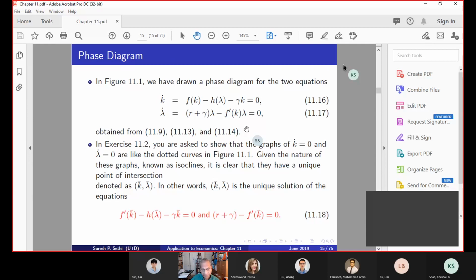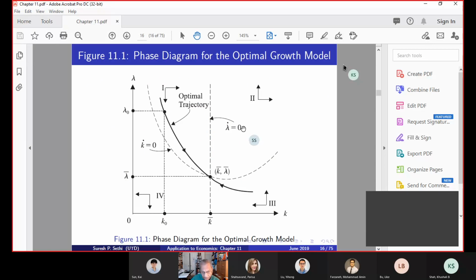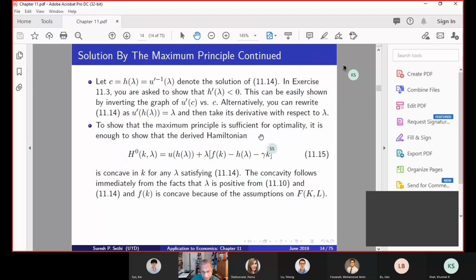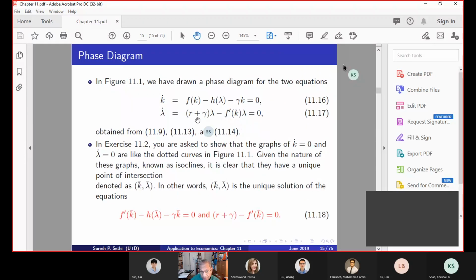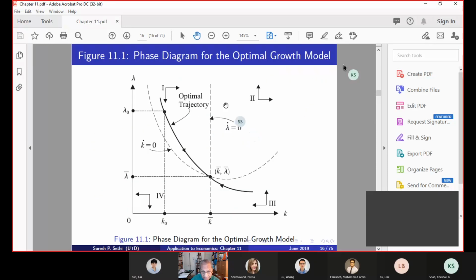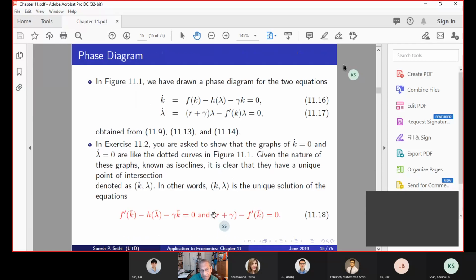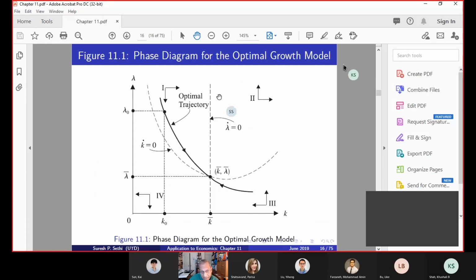So let's look at the picture. This is the lambda dot equal to 0 equation. If you go to the lambda dot equal to 0 equation, you can see lambda goes out, and this becomes f prime k equal to r plus lambda, and that is basically a straight line here. That gives you a value k bar, and that k bar is this equation, this line. So lambda dot equal to 0 gives you this line. K dot equal to 0, on the other hand, gives you this line.